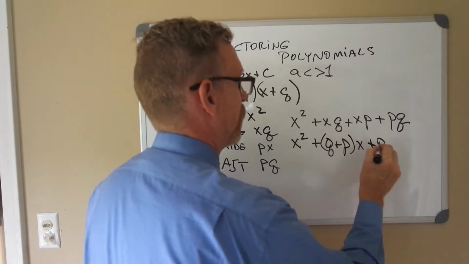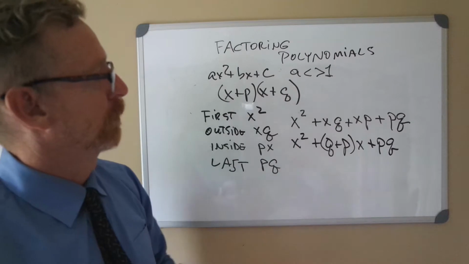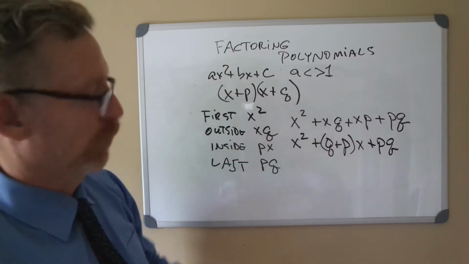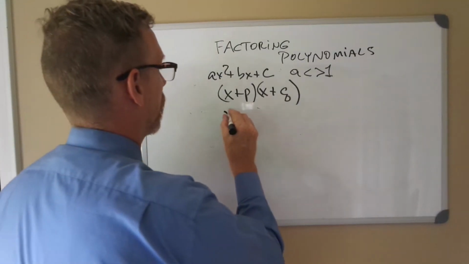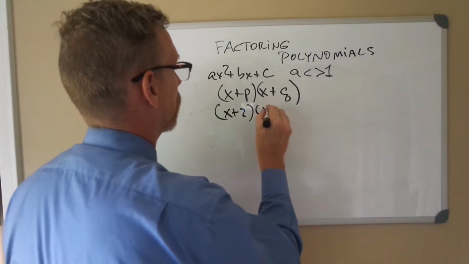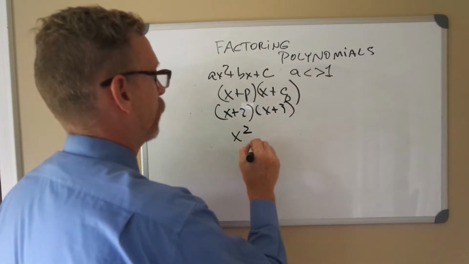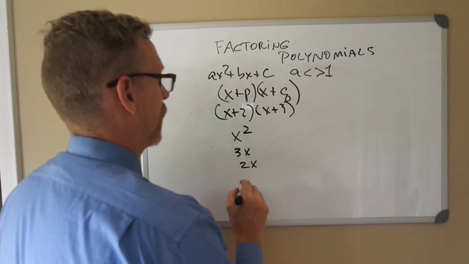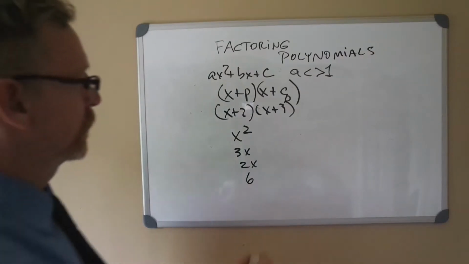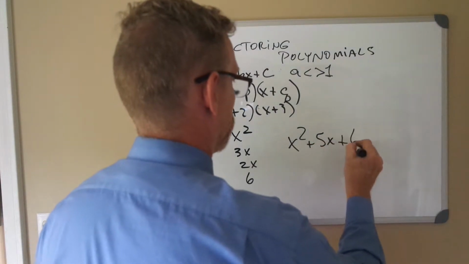times x plus pq. So we know that p times q and p plus q, these two numbers, would give us the solution. So let's say we try that on x plus 2 times x plus 3. First would be x squared. Outside would be 3x. Inside would be 2x. And then the last would be 6. We put the terms together and we get x squared plus 5x plus 6.